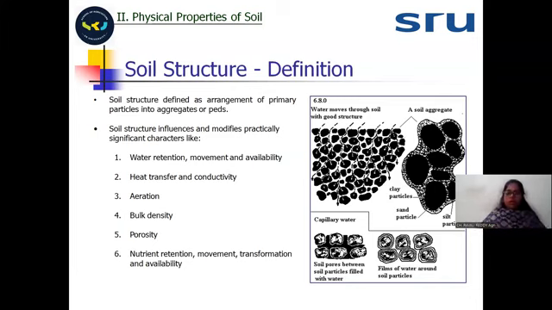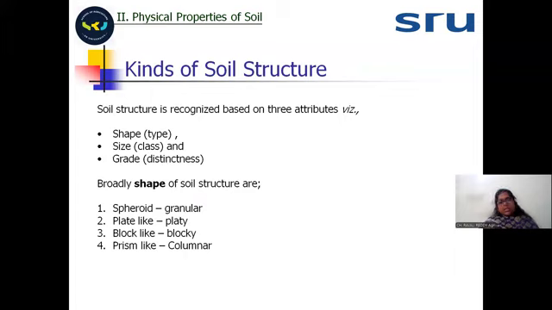So how is the structure classified based on different aspects? Firstly, soil structure is classified mainly on three attributes. First one is shape of the aggregates or peds. Second one is size of the aggregates or peds, and third one is distinctness and durability of the peds. So the shape of the aggregates is given by type, then size by class, and grade gives the distinctness and durability.